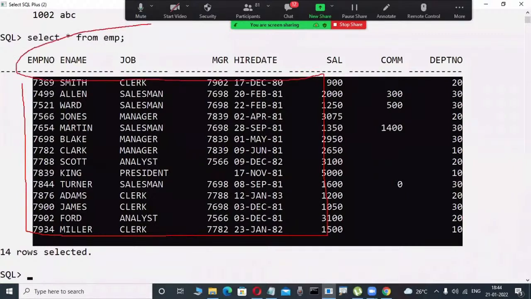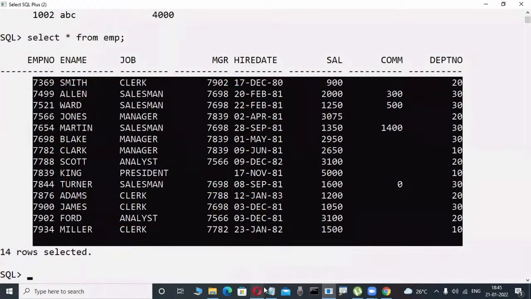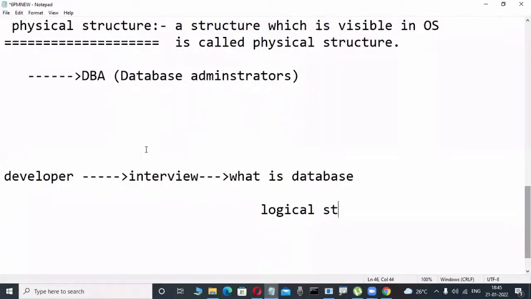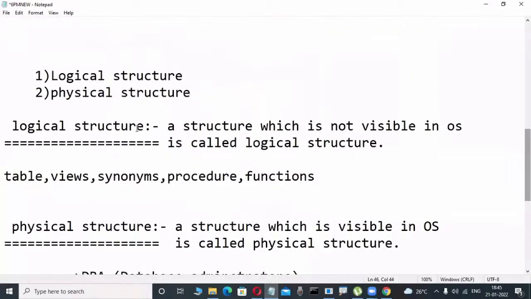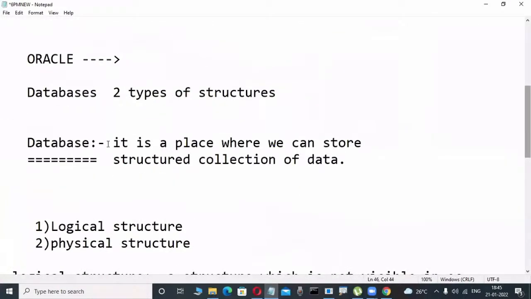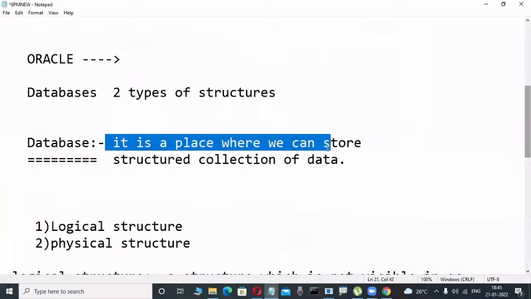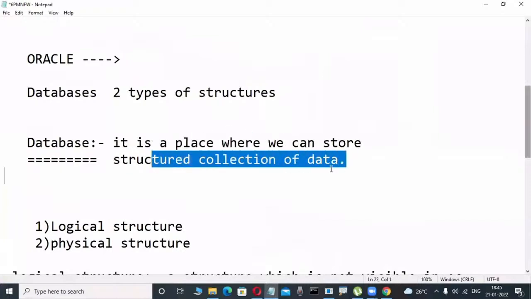Or table format, because tables, views, procedures, functions, triggers, these developers are well-known persons. Maybe database is a place where it stores a structured collection of data, because the relational database logical side is what we are learning. That's why when we refer to books, or type in Google what is a database, two definitions are there, you are observing, but most developers write that it is a place where we can store a structured collection of data.